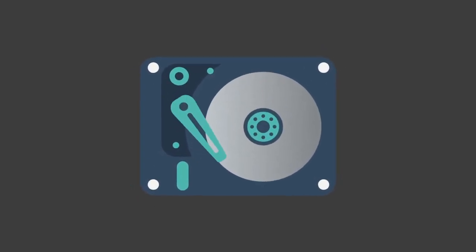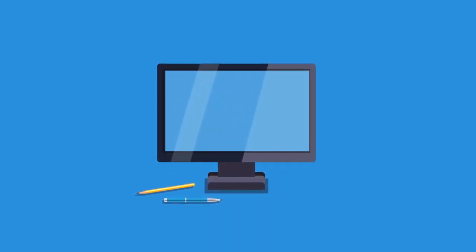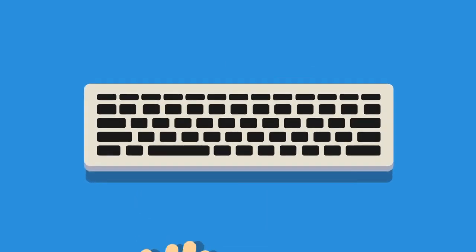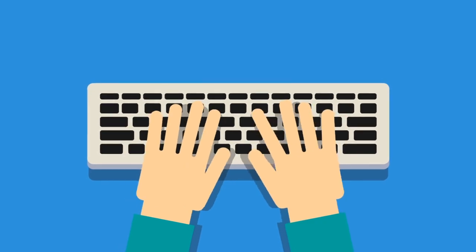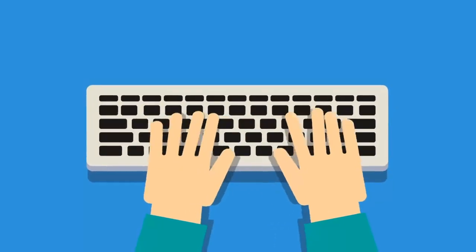Hard drive. Also inside the computer case is the hard drive where all of your documents are saved. Monitor. The monitor looks like a TV screen and lets you see your work and your files. Keyboard. The keyboard is used for typing words and numbers on the computer. Whatever you type on the keyboard, you can see on your monitor.